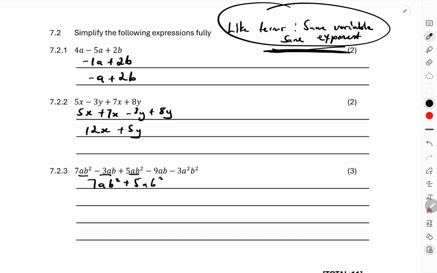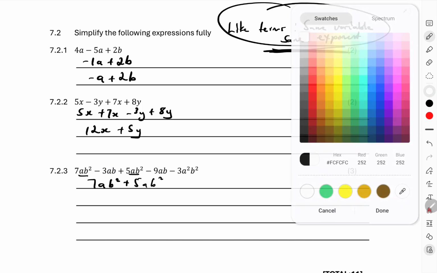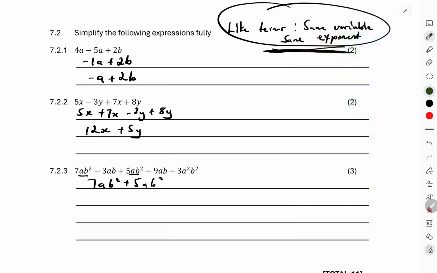Then the second term is negative 3ab. Look for an ab. Let us use a different pen. Here I have negative 3ab, and I see my ab again on that side, which means I'll group them together. I'll have negative 3ab minus 9ab. Then this one has no partner because it is a squared b squared, which means it is going to be left alone. Negative 3a squared b squared, right?